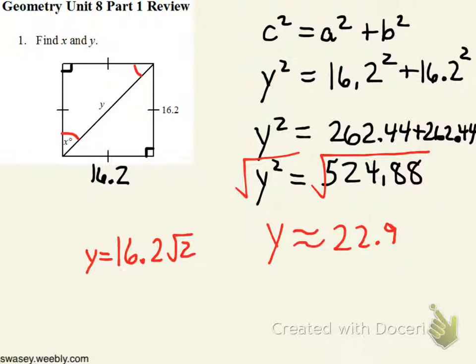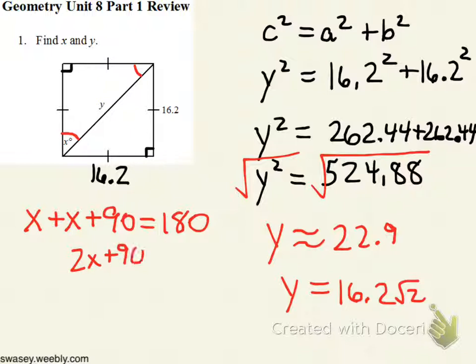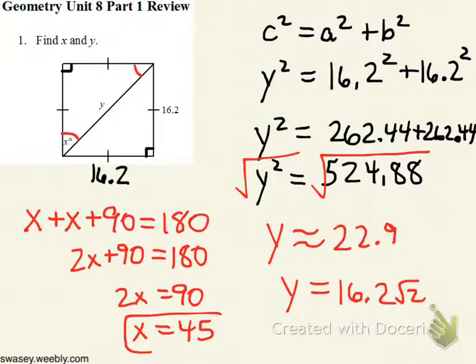The angles in a triangle add up to 180. So if you wrote it out as an equation, you could write 2x plus 90 equals 180, and then solve for x. Subtract 90 from each side, and so we get 2x equal to 90. And then divide by 2, and x is 45. So we found both x and y.